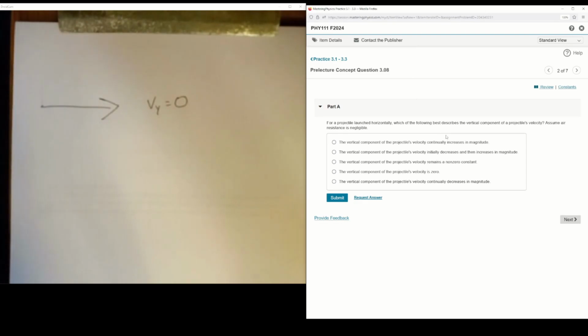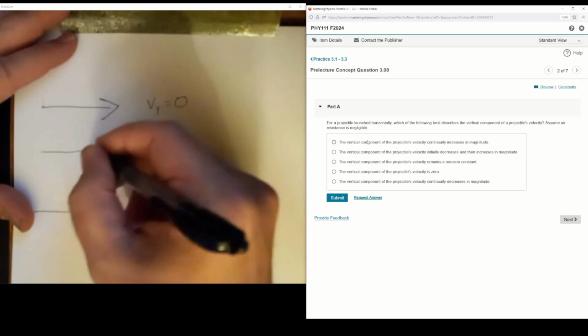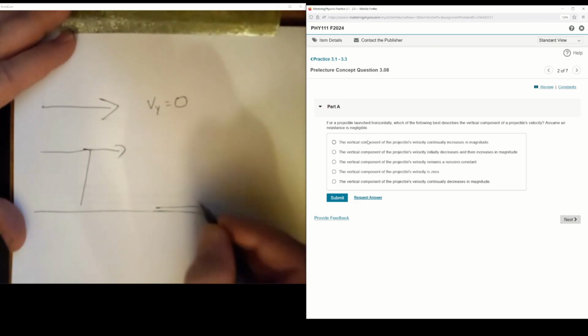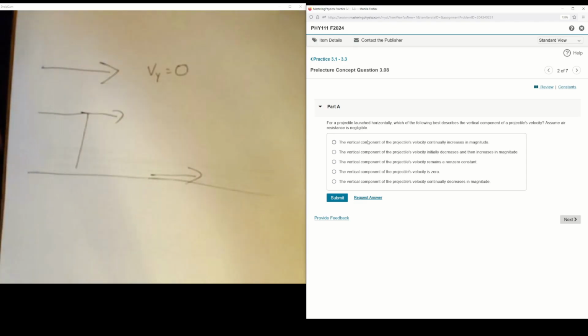A projectile launched horizontally. The vertical component of the projectile's velocity continually in... Oh boy. Some of these answers really depend upon if I'm shooting it off a table or if I'm just on the ground shooting it. Let's go through and see what's going to happen.